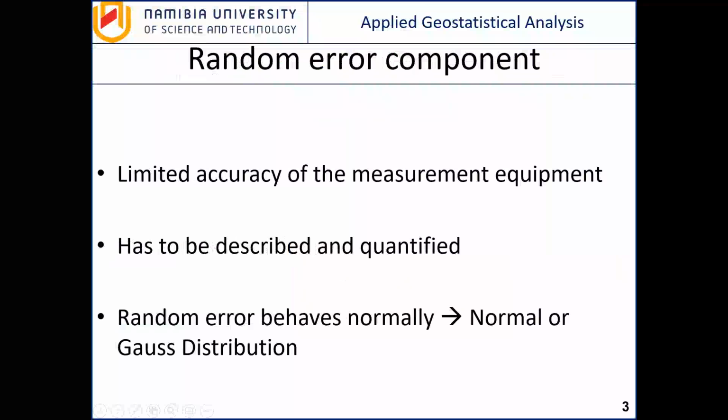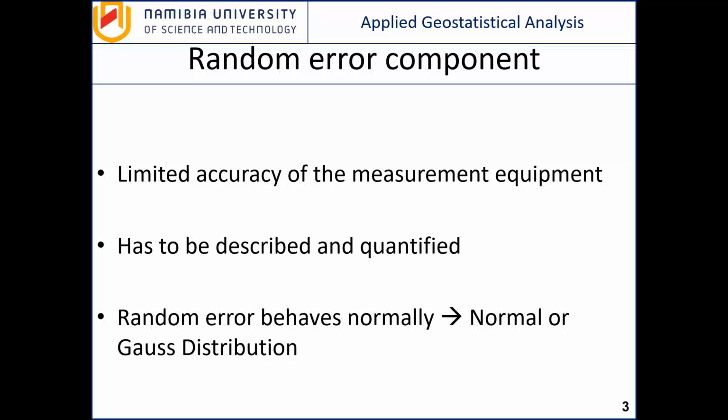So, the random error component, how to deal with it, is derived from the limited accuracy of the measurement equipment. It has to be described and quantified, and we use the random error. And the good news is that the random error behaves normally. So we can deal with it with a normal Gaussian distribution. And this is the matter of this unit.